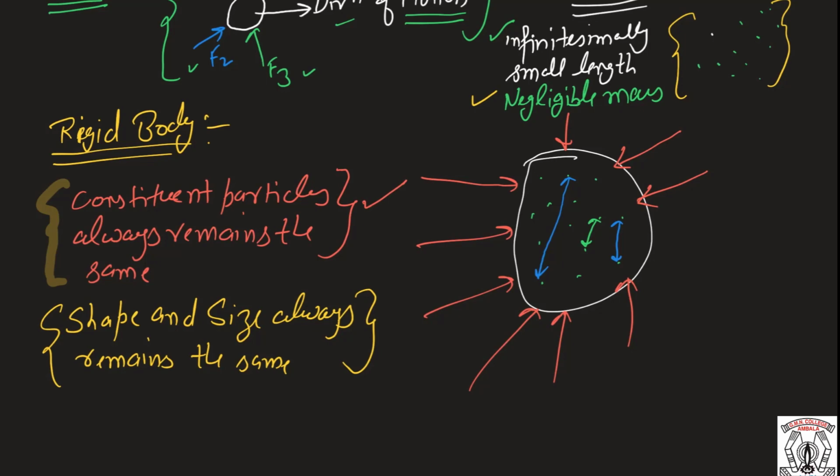This definition is somewhat only around the surface, but the other definition is an intrinsic definition. This intrinsic definition states that the distance between the constituent particles always remains the same. So this distance always remains the same. And we could also write distance between the constituent particles. So this is the rigid body.